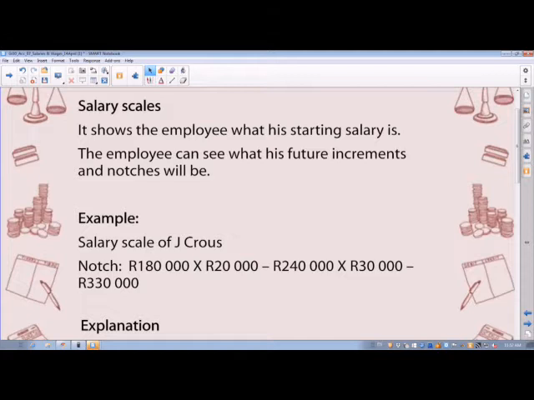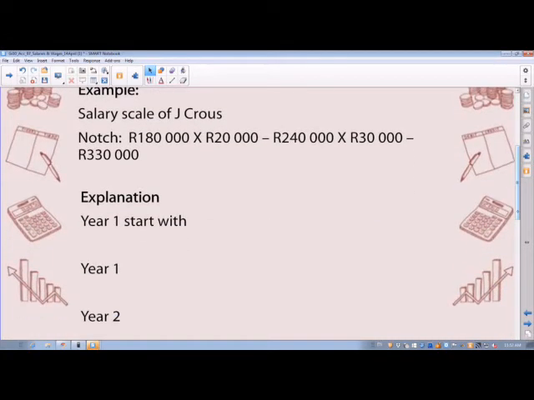So, for example, let's take a salary for J. Kraus, that's our employee, and I'm telling you, he will start earning 180,000 Rand per year, and it will go up with 20,000 Rand every year until he gets to 240,000. When he reaches 240,000, it will again go up with 30,000 per year until he reaches the salary of 330,000. So let's go and look at how to do the calculation.